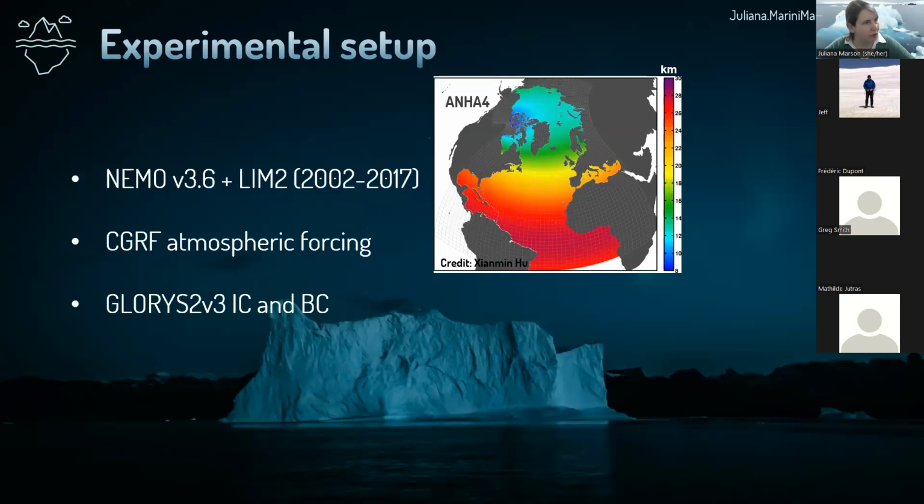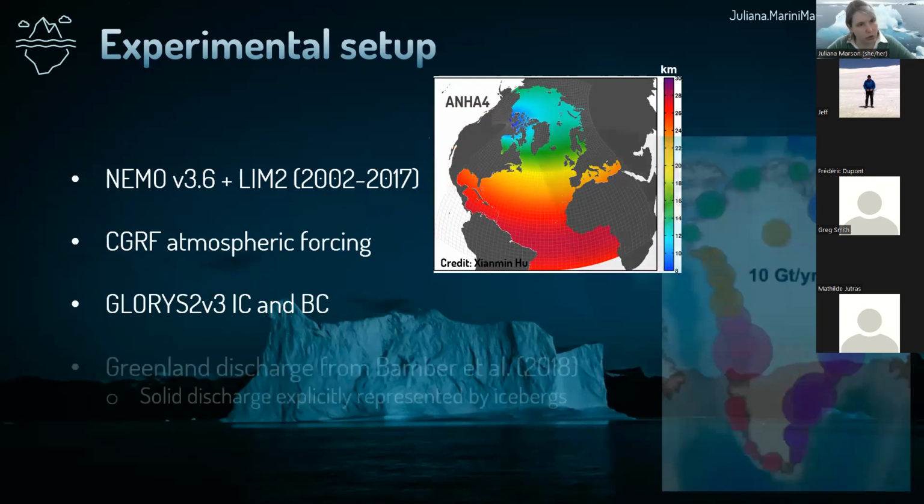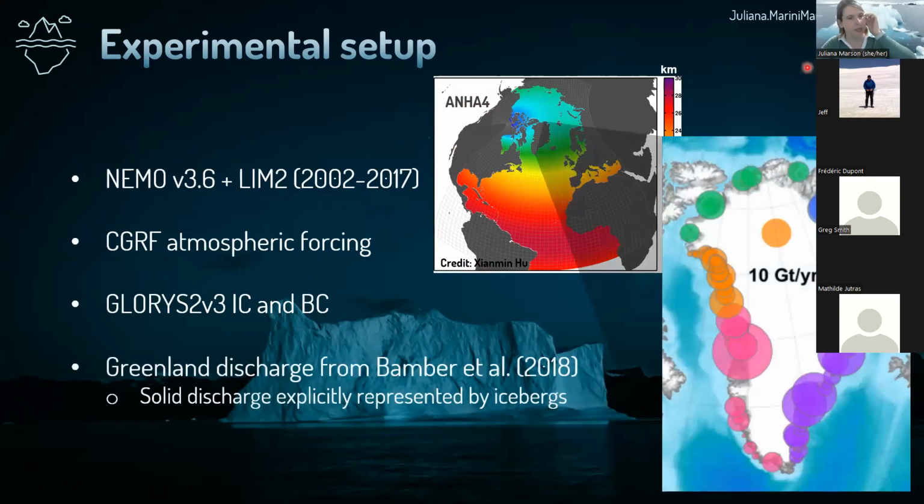In terms of the model, I'm not going to go much deep into details, but here's the configuration I use from Paul's group, NF4. It's a quarter degree regional domain, as you can see in this figure. And what I do want to show is the solid discharge around Greenland, which is provided by Bamber's data set from 2018.